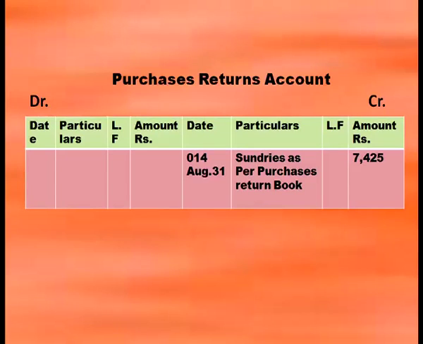Then you have to open the purchases returns account also. The name of the supplier's account will be opened, then the purchases returns account will be opened. And on the credit side you will post by sundries as per the purchases returns book. Date and amount in the respective columns.